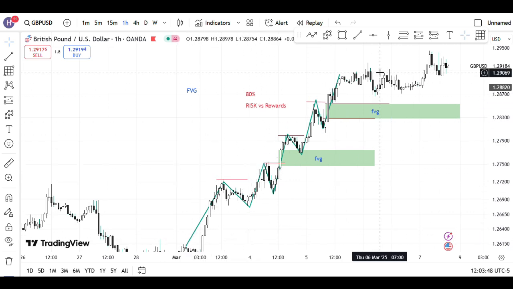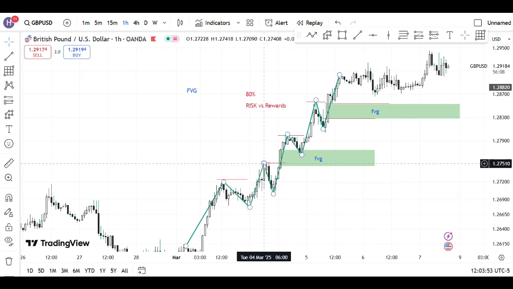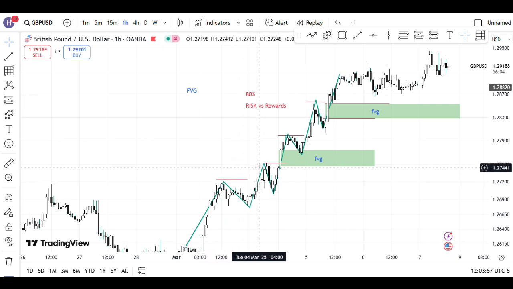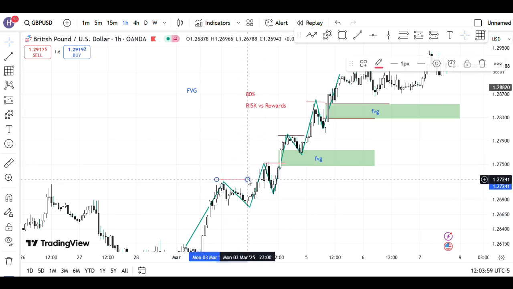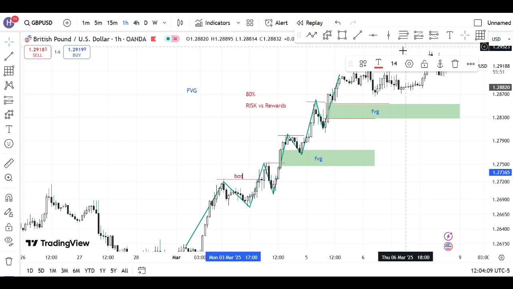So what does BOS mean? BOS means the chart is moving in the same direction, right? But there is another higher high compared to this one. This is lower compared to this. So we can demarcate this one like this. This is called break of structure.